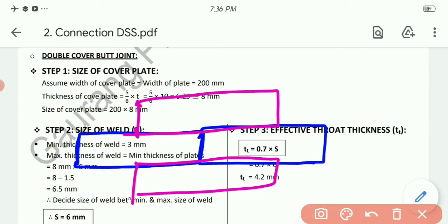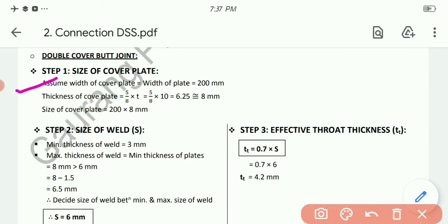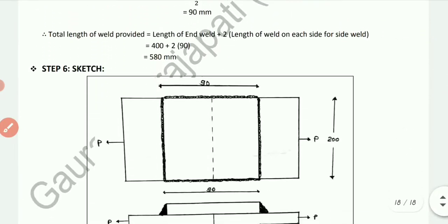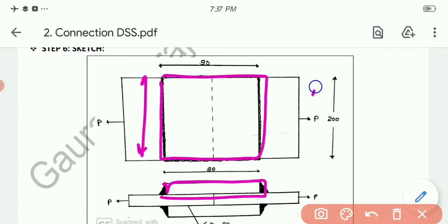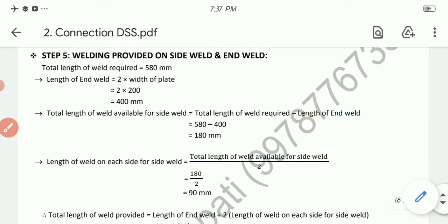So first of all, let's calculate the size of the cover plate, as we are going to provide top and bottom two cover plates. First assume the width of the cover plate. Obviously, the width of the cover plate will be equal to the width of the plate on which we are going to provide it. Let me show you in the sketch. See, this one is my cover plate. I will keep it as the width of the original plate. Okay, this one. So one dimension is clear.